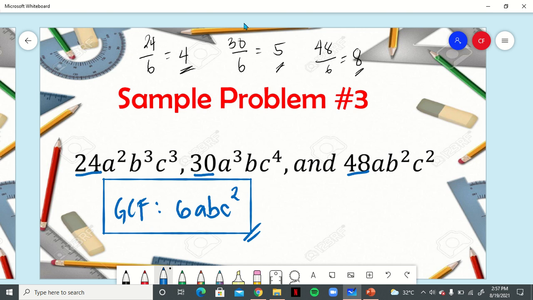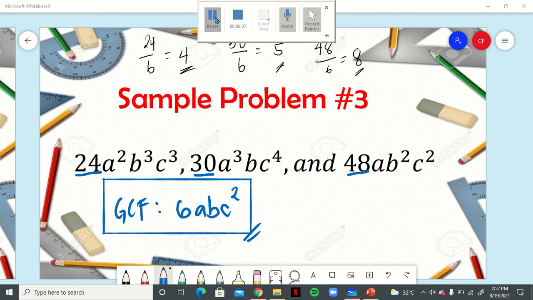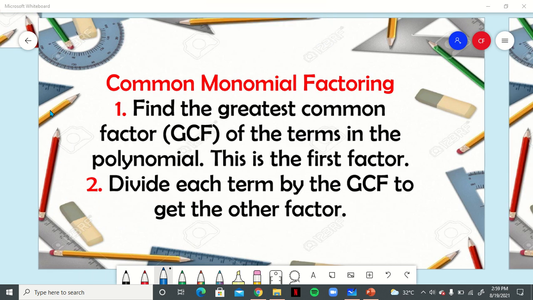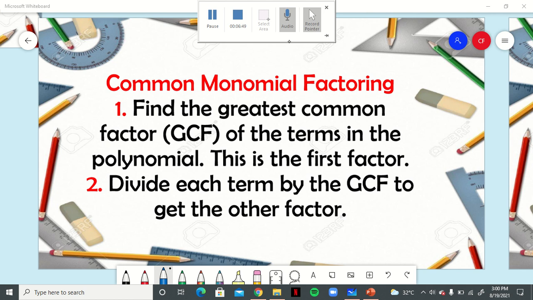Let's proceed to the CMF, or common monomial factor. Here are the steps in finding the common monomial factor. First, find the greatest common factor, or the GCF, of the terms in the polynomial. This is the first factor. Second, divide each term by the GCF to get the other factor.